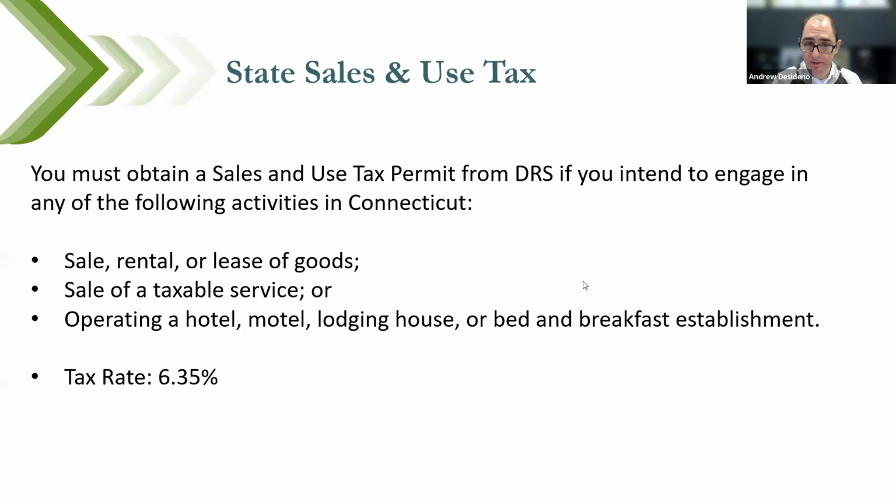If you're providing services, it depends. But operating a hotel, motel, lodging, or a bed and breakfast establishment, 6.35 is the rate. If you're in Massachusetts, it's 6.25. It can get a little complex if you're on the border and you do some sales in Massachusetts and some sales in Connecticut. You do have to do both. You have to register in both states. I'm just going to talk about Connecticut because this is where we are based.